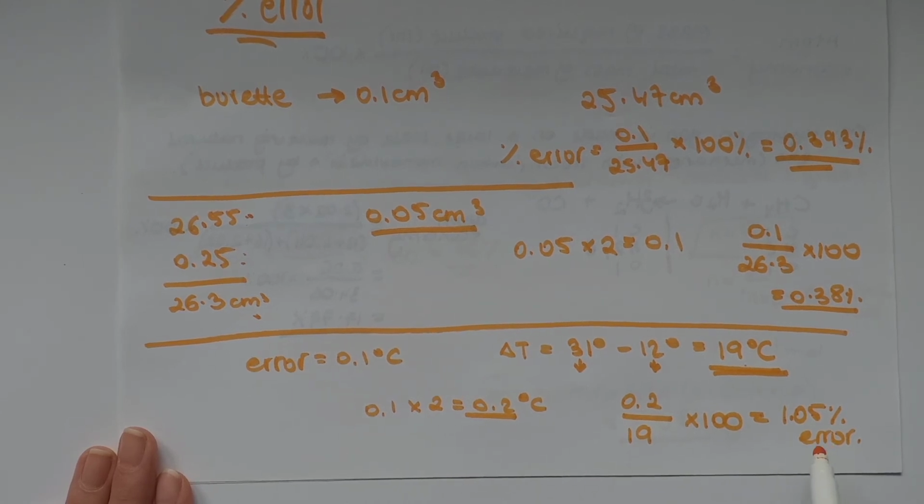The higher the percentage, the more likely it is that your number might be wrong and further calculation might be affected by this.